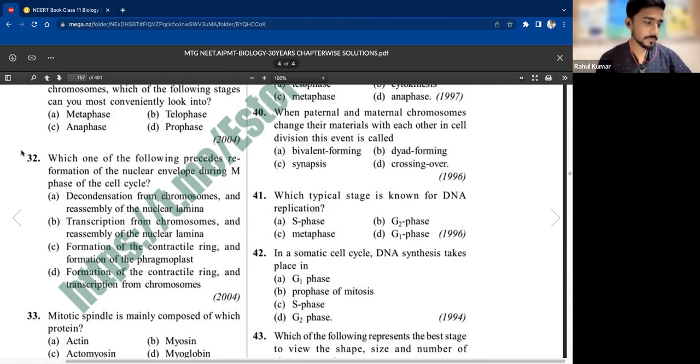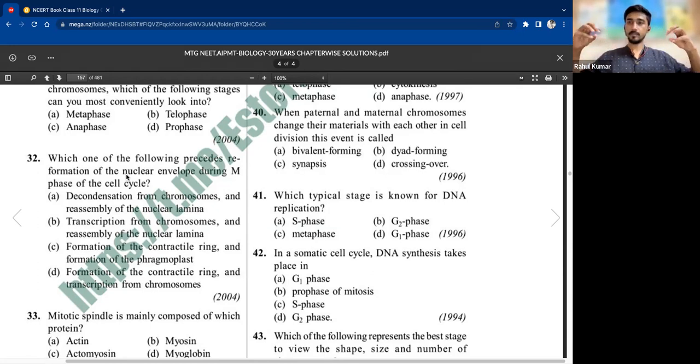Okay, let me take you through the right answer. The question is, which one of the following precedes, which means happens before, reformation of nuclear envelope during M phase of the cell cycle? We don't have to worry about M phase, because we know that reformation of nuclear envelope happens in the telophase, right? Yes or no? During the telophase, when they reach towards the end, the nuclear membrane starts reforming as two daughter nuclei.